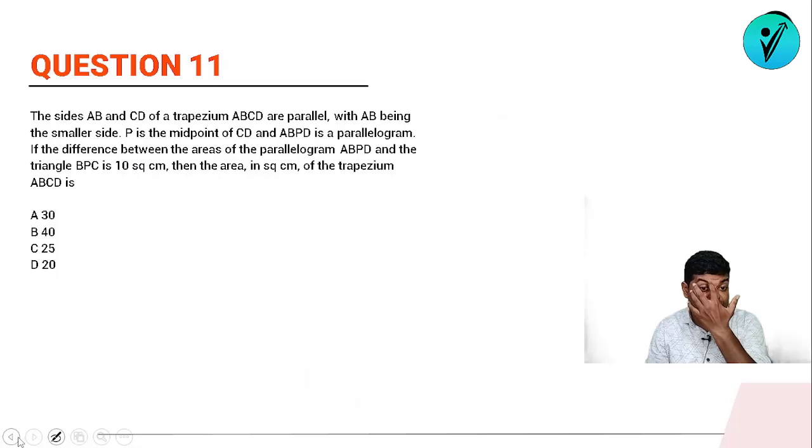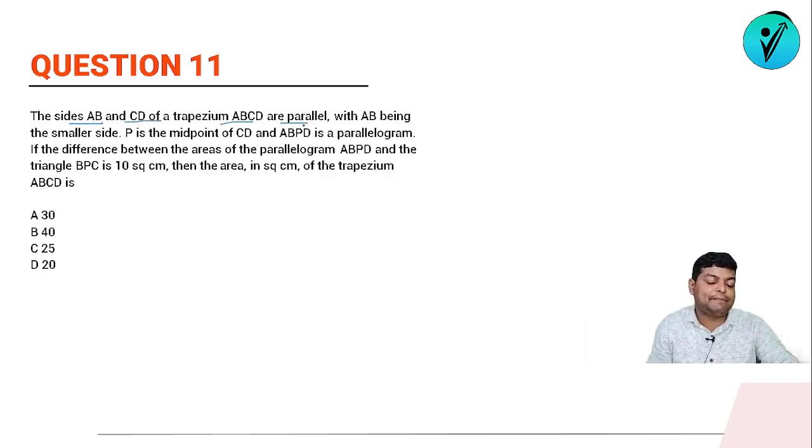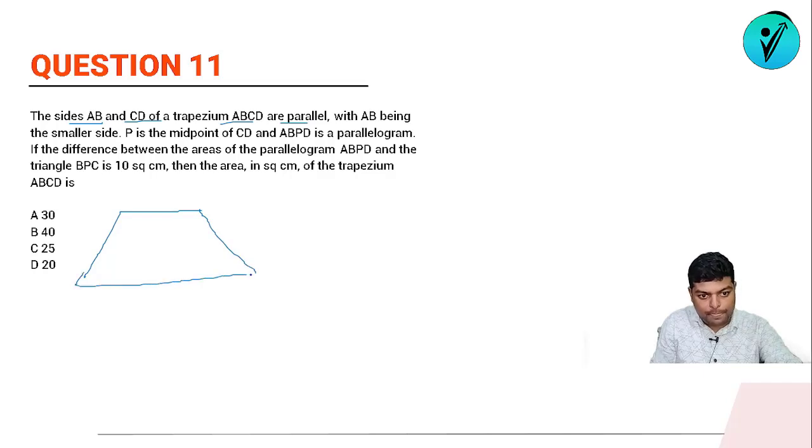Next, moving on to the next question, which is question number 11. So what it says, the sides AB and CD of a trapezium ABCD are parallel. Okay, so we have a trapezium in which AB and CD are parallel, with AB being the smaller side. Okay, very good. So let's draw a trapezium first of all. It says that AB is the smaller side. So A, B and C and D. Okay, so this is the trapezium.